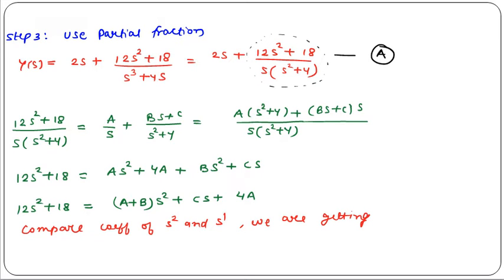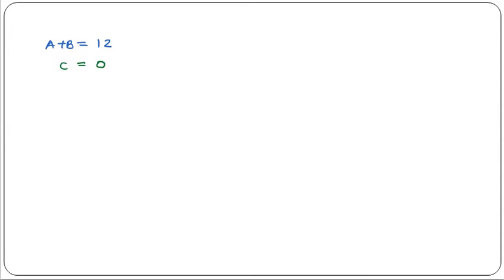Now next we will compare the constant term. On the left hand side we have 18 and on the right hand side we have 4a. So we are getting 4a equal to 18. From here we can calculate the value of a, which is 18 by 4. This implies that the value of a is 9 by 2. So this is the value of a.